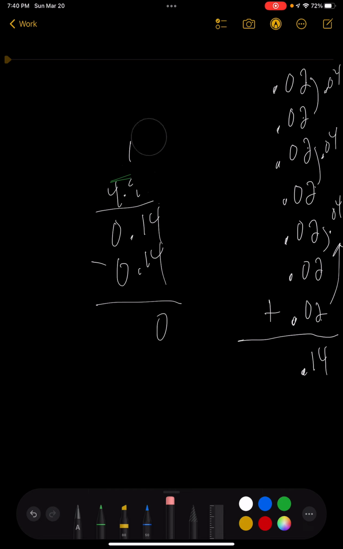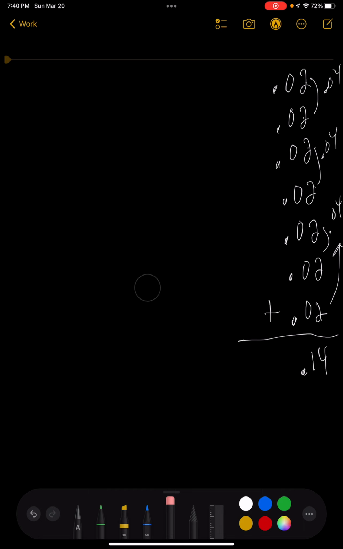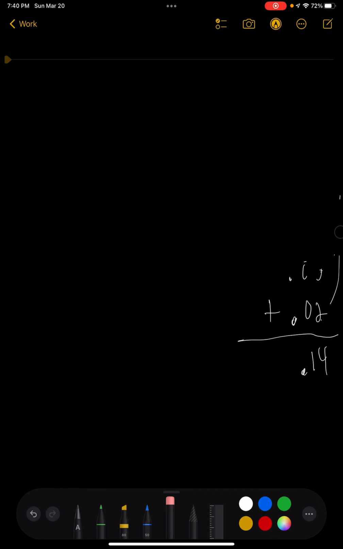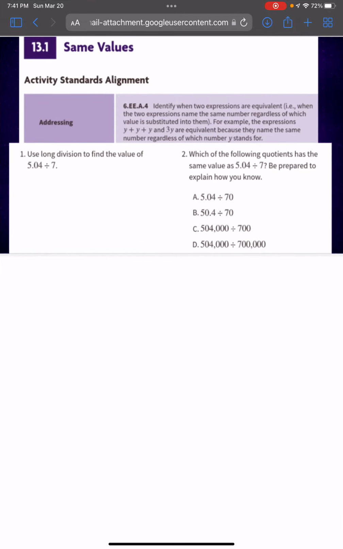And that is number 2, where it's multiple choice. There can be more than one answer. Let's take a peek at it real quick. Okay. Which of the following quotients has the same value as 5 4/100ths divided by 7? Which we just figured out, but that's okay. Be prepared to explain how you know.